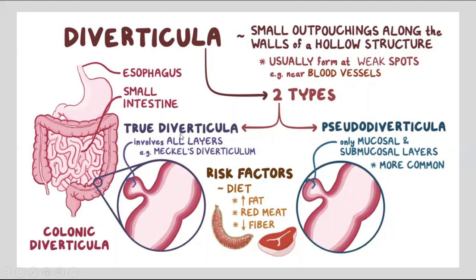So true diverticula are not that common. One of the most common ones that you'll have to know is Meckel's diverticulum, which we will talk about later. But yeah, false diverticula are more common, and you will see them in the colon, in the esophagus, like we're just going to talk about now.